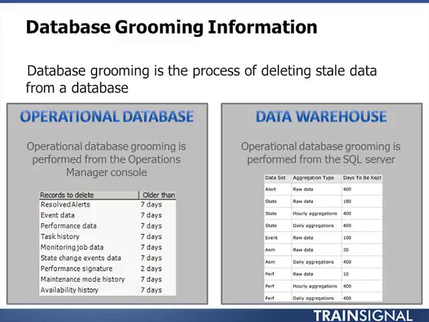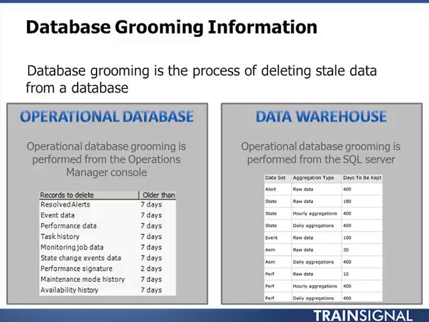The operational database is intended to be a nimble, fast-acting database. The more data that's in it, the slower it's going to be. And it's supposed to give you information in the here and now about what's going on in your environment. The data warehouse, on the other hand, is intended to have historical information. This is where items will go to die, eventually.